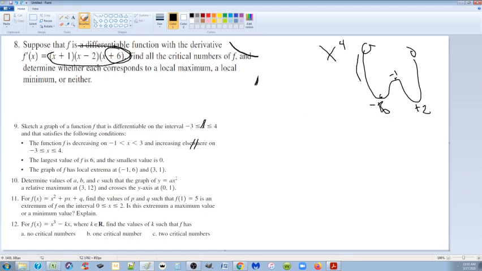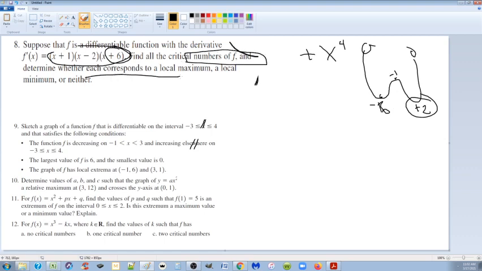Which means, because it's a w, and this is the derivative, and it's a cubic, I started with the x to the 4, because this has no negatives in front of it. It means it's a positive x to the 4, which means it has a w shape, which means the first value will be a min, the second value will be a max, and the third value will be a min.